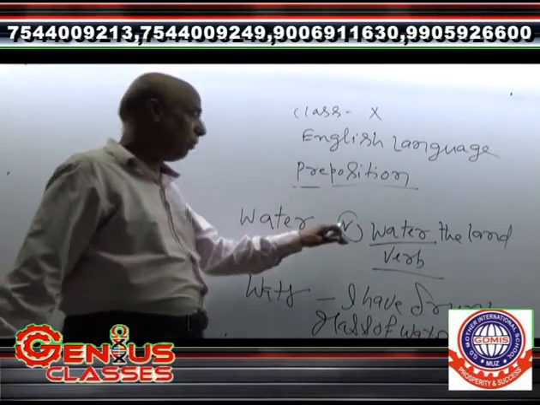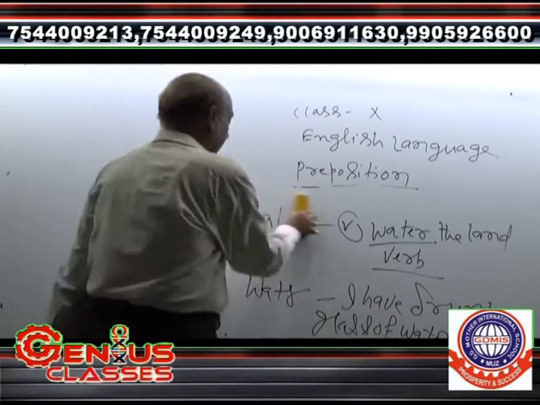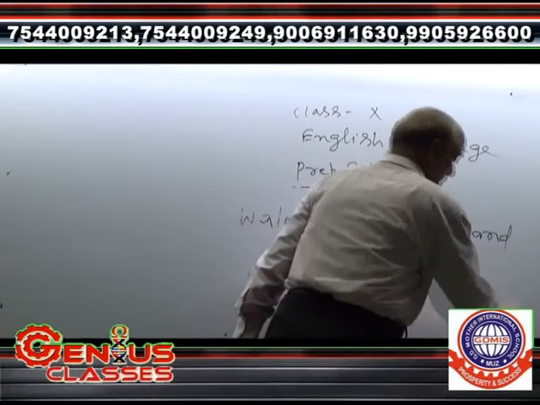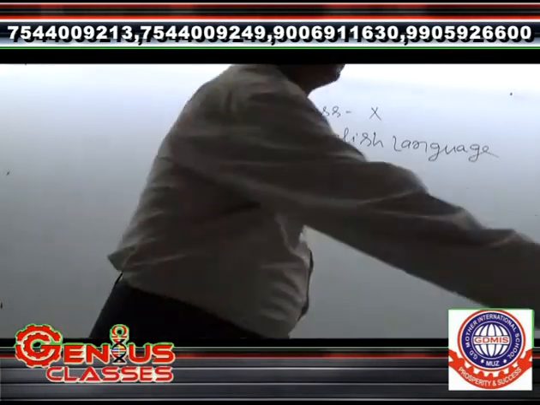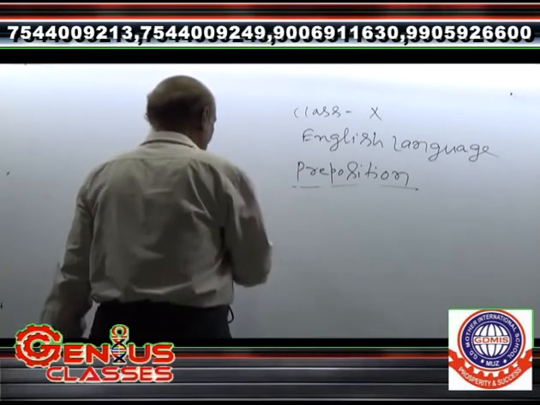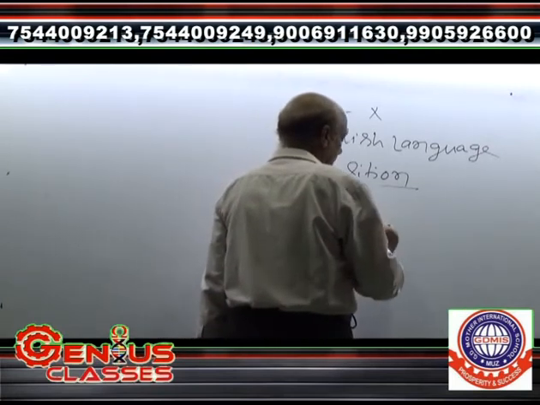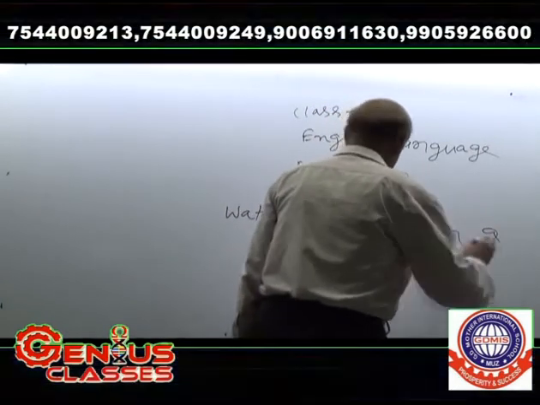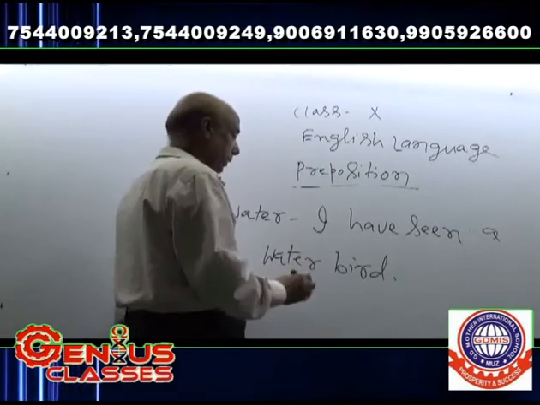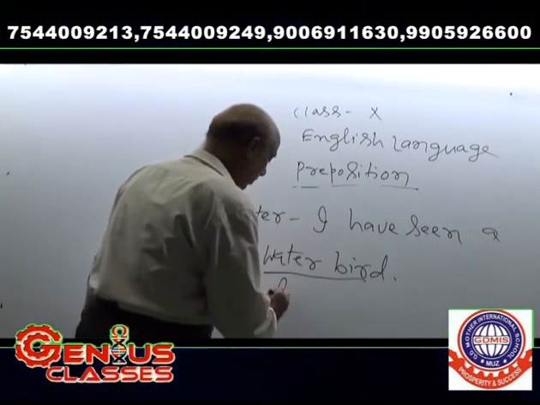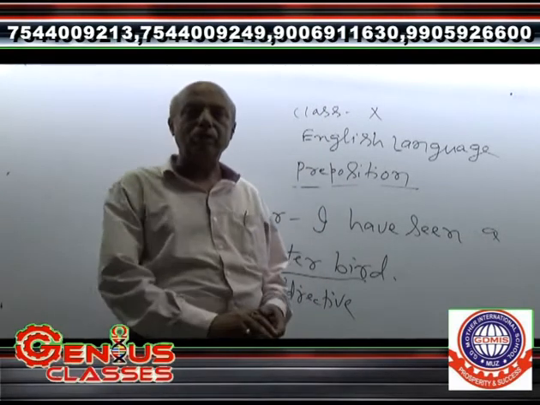Again, have you seen how water has been used? First as a verb, second in form of noun, and third in form of adjective. W-A-T-E-R. I have seen a water bird. Here, water has been used in form of adjective.